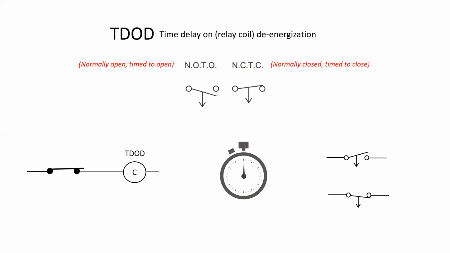When I de-energize this coil, there will be a measured amount of time delay before these contacts go back to their normal state. So let's open the switch and de-energize the relay coil. Going through the timer function, and once the time has elapsed, the contacts go back to their original state.